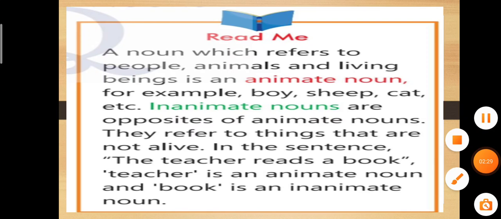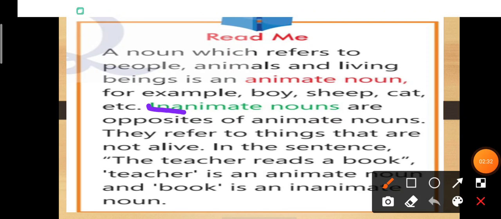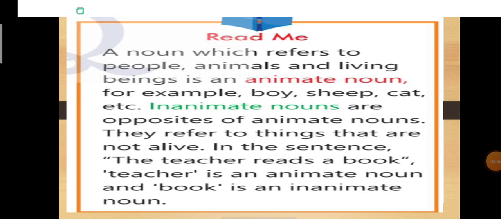Now move towards inanimate noun, right? Inanimate nouns. What are inanimate nouns? Inanimate nouns are opposites of animate nouns. They are totally opposite, different from animate nouns. They refer to the things that are not alive. So non-living things are included in inanimate nouns, right?